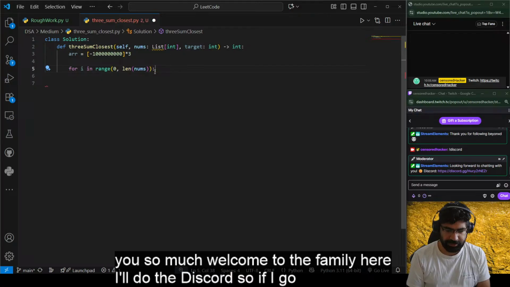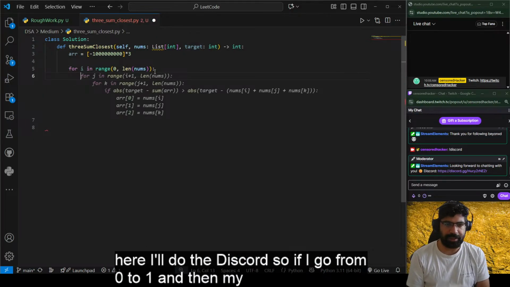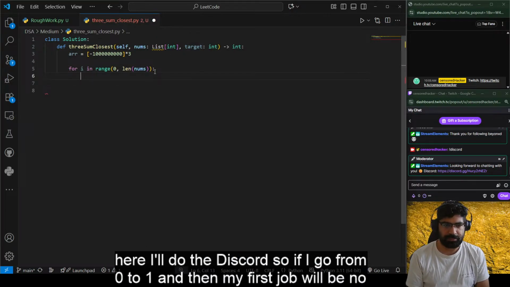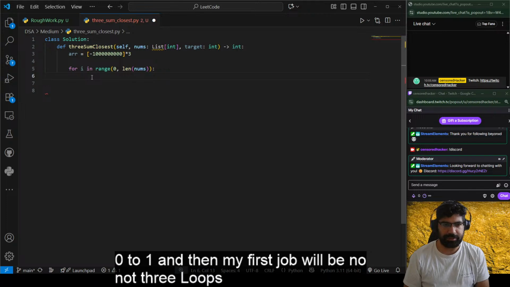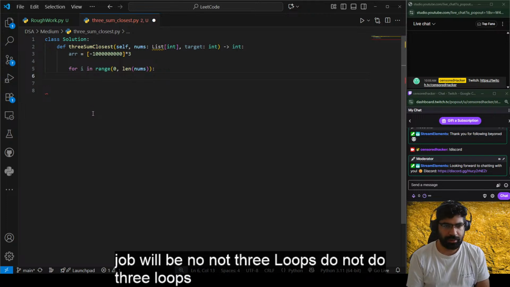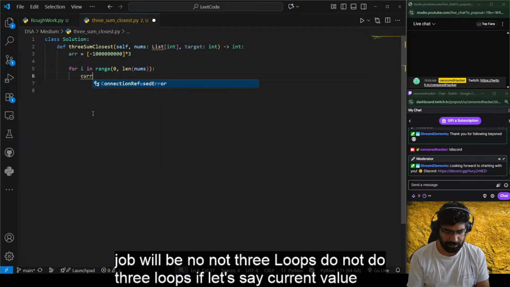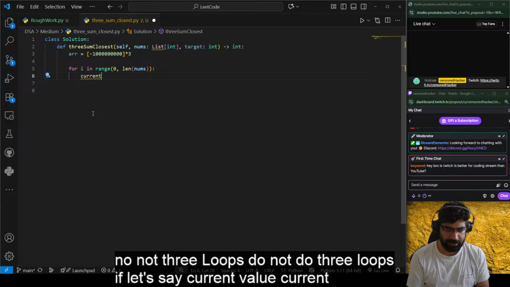So if I go from 0 to 1, and then my first job will be, no, not 3 loops. Do not do 3 loops. If, let's say current value, current sum, current diff.